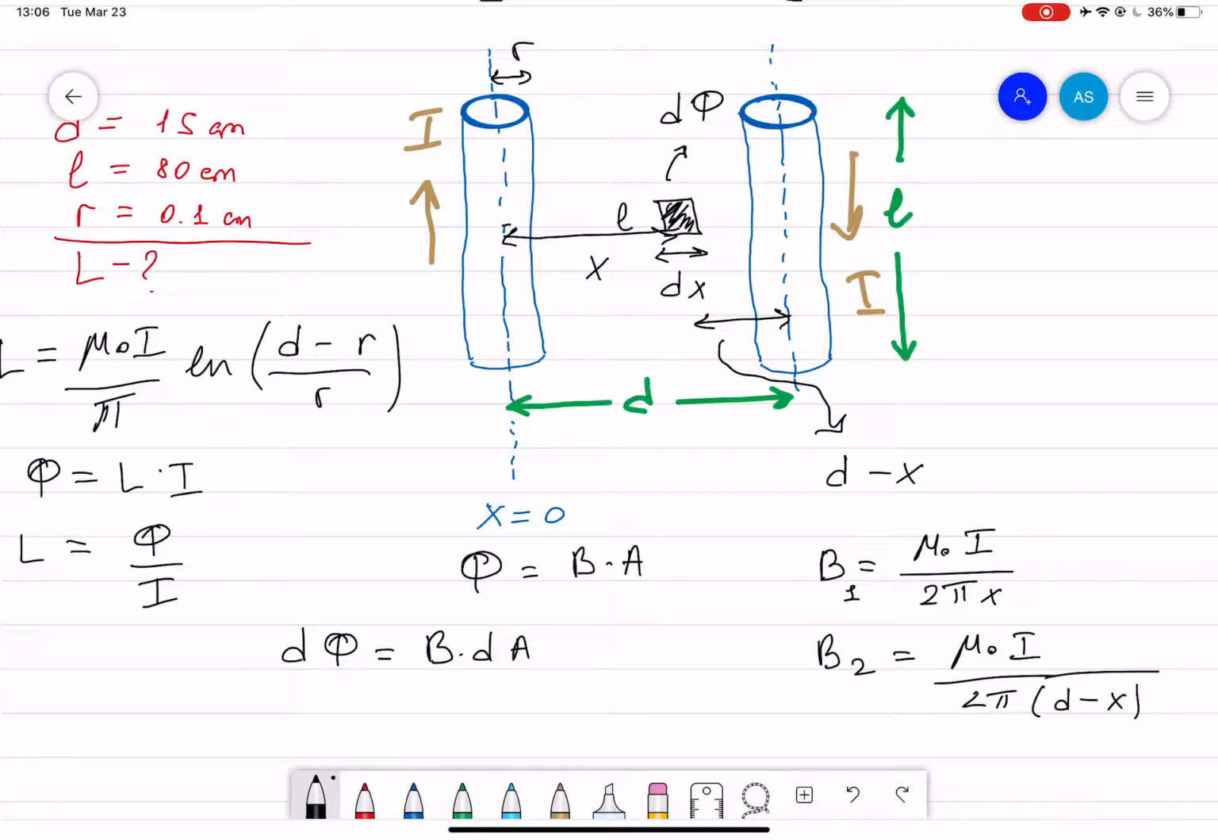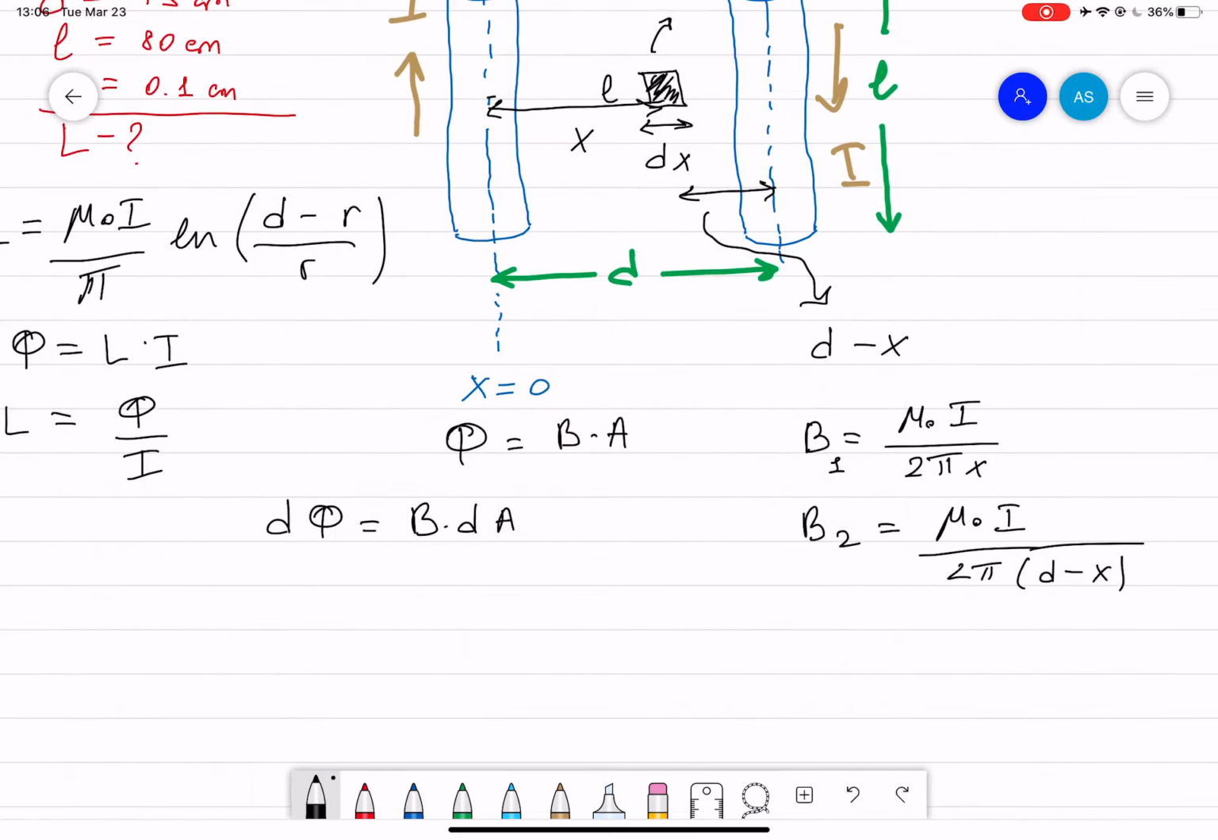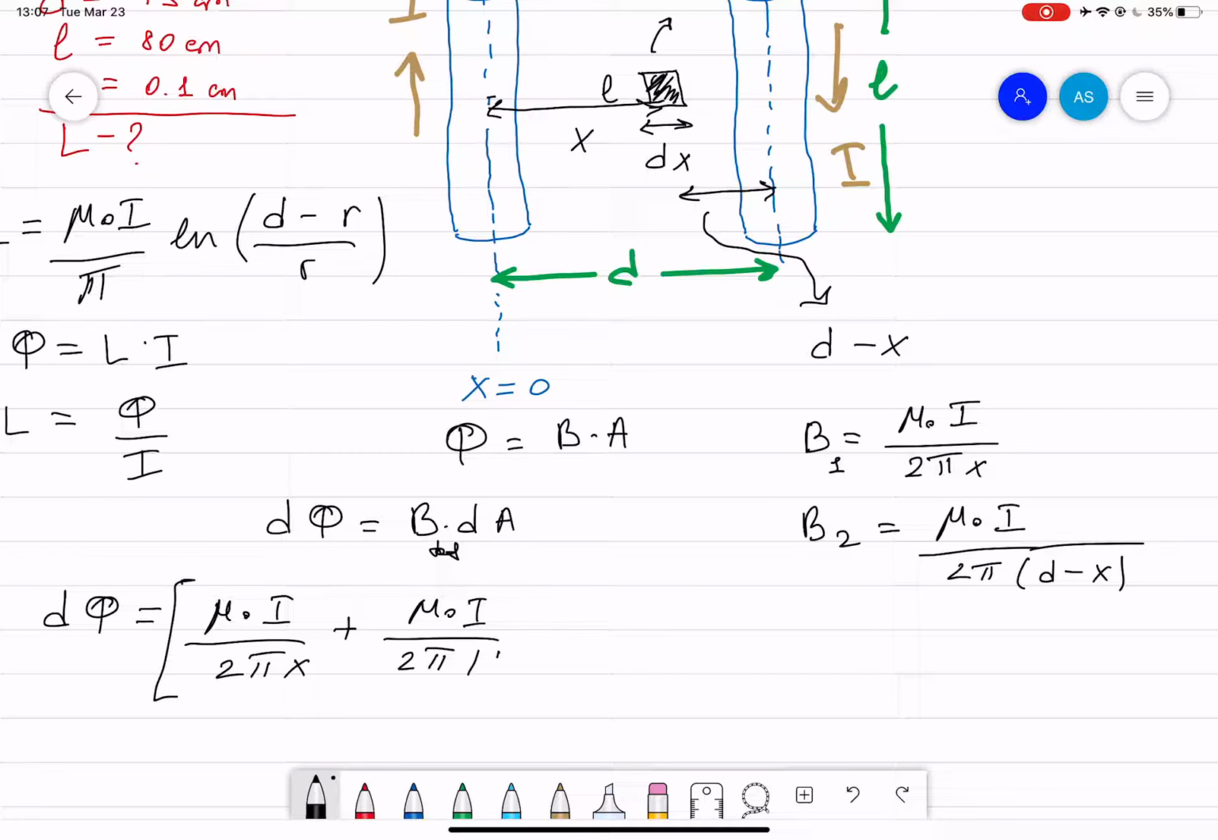Now, the currents are pointing in opposite directions, so the fields in between point the same way and the total magnetic field is the sum of the two. So the flux of the small area is dΦ equal to mu naught I divided by 2 pi x, plus mu naught I divided by 2 pi (d minus x), times dA. The area of the small strip is dA, which is equal to dx times L, so it's just L times dx.